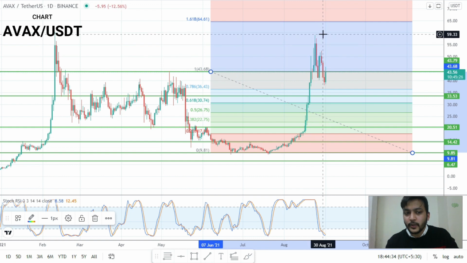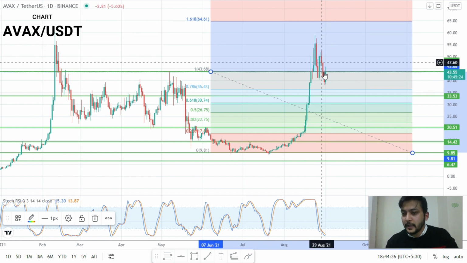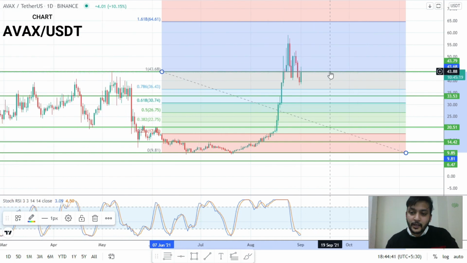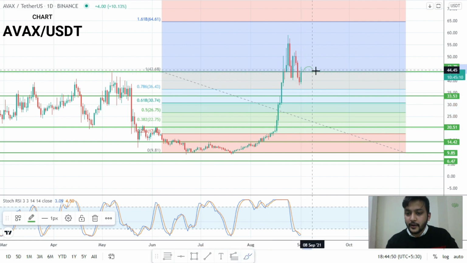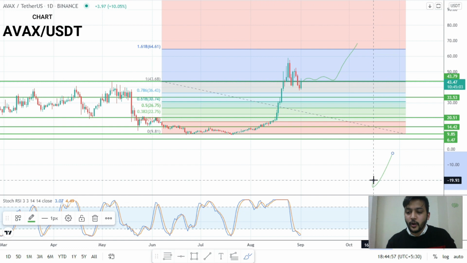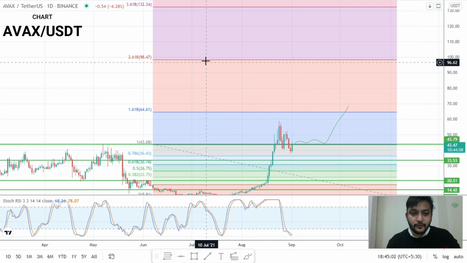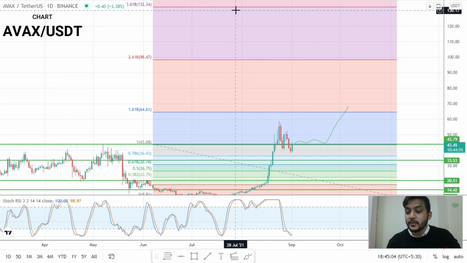It went up almost towards 60, and then it came back to revisit this $44 region to establish a support. Now there are two scenarios that could happen here. One is AVAX reclaims this support, and we can see some sort of an accumulation zone around this region, and if this support can be established, then we could start seeing a much higher move, and we could see AVAX going all the way towards 64 firstly, then 98, and next towards $132. So this is one of the possibilities for AVAX.